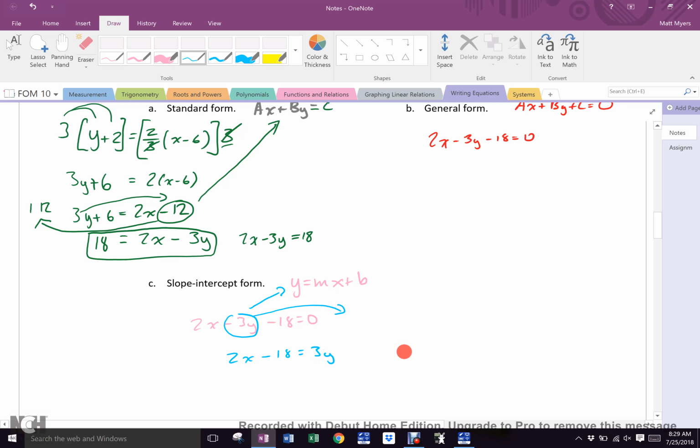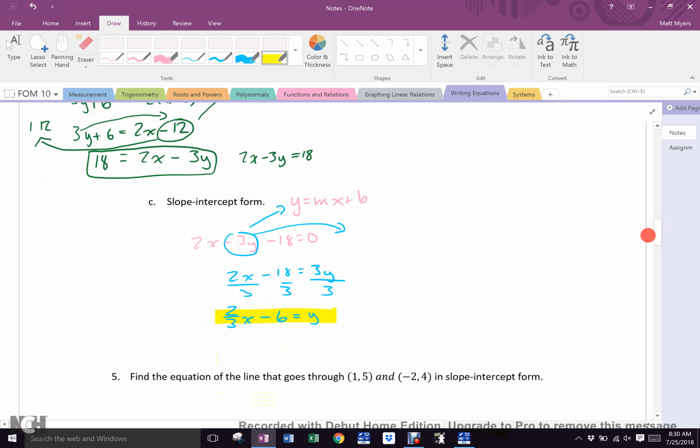Now what? Is y isolated? No, y still has this 3 that's bugging it to dance. What do you do? Two-thirds x minus 6 equals y. And now I'm done. Now, the problem that you will see here, again, is because some of you still don't understand this relationship.